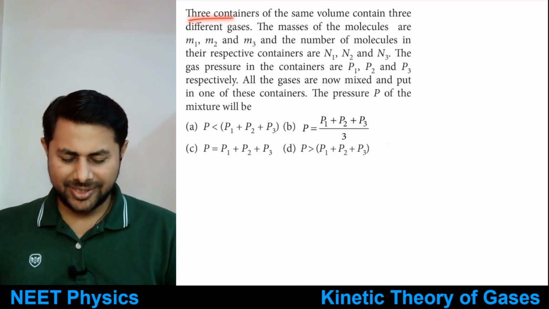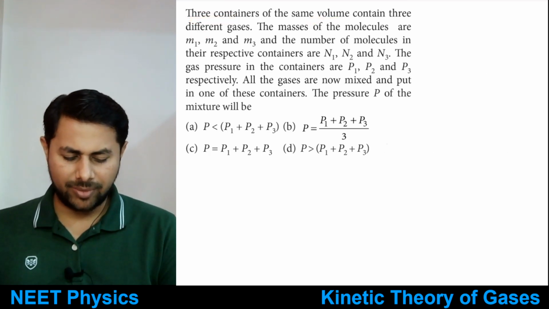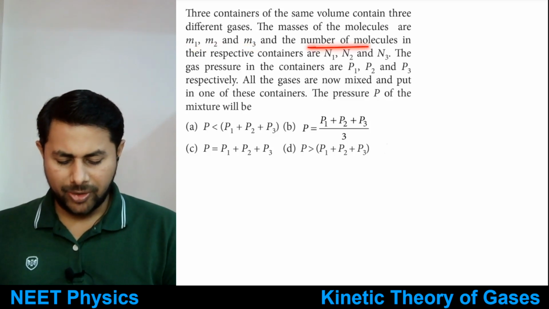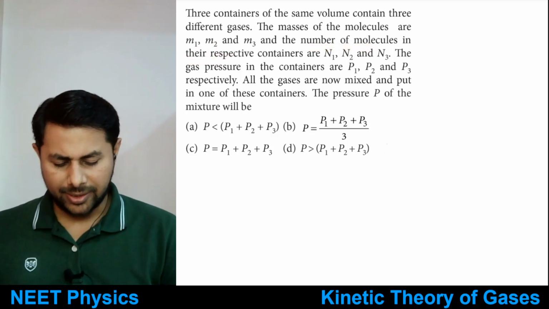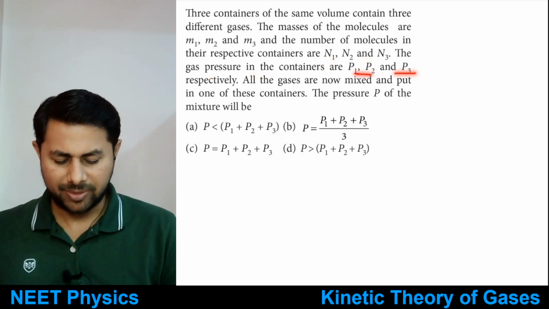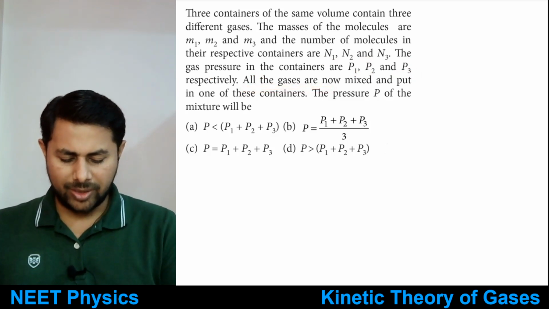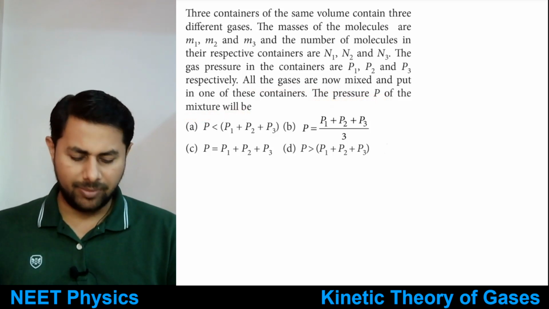Three containers of same volume contain three different gases. The masses of molecules are m1, m2, m3, and the number of molecules in their respective containers is n1, n2 and n3. The gas pressures in the containers are P1, P2 and P3 respectively. All the gases are now mixed and put in one of these containers. The pressure P of the mixture will be, tell me.